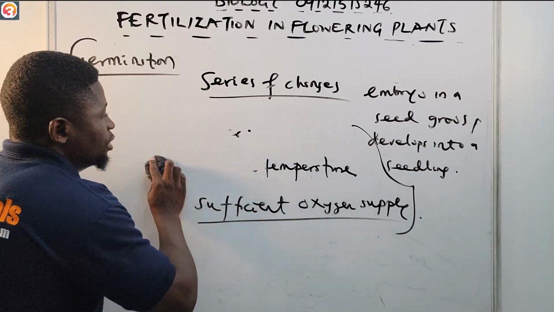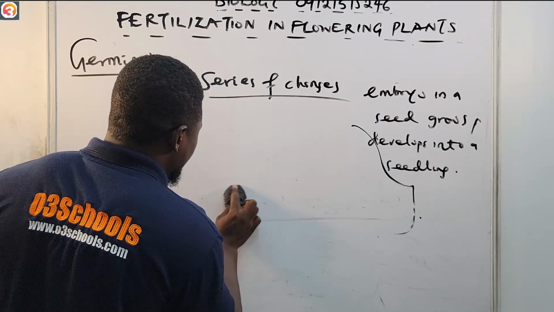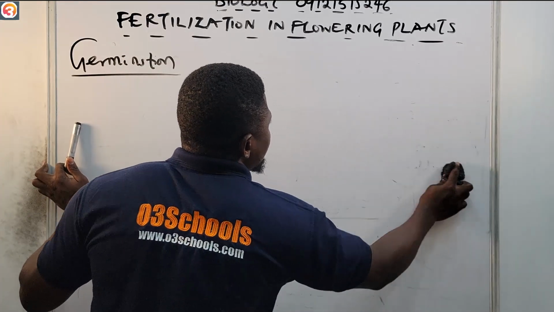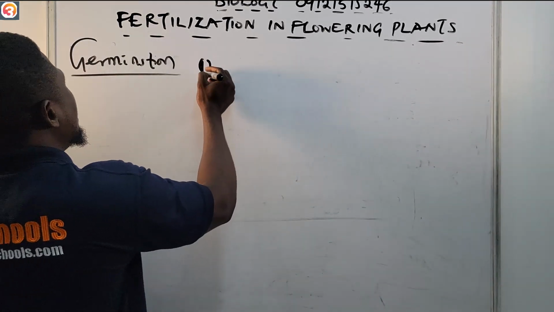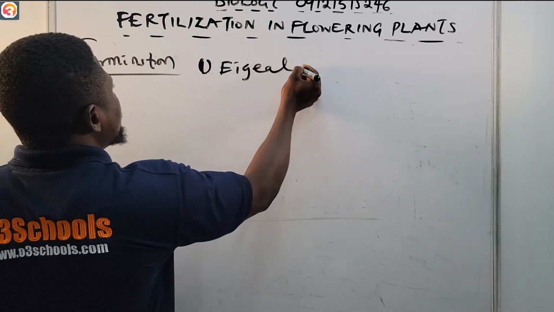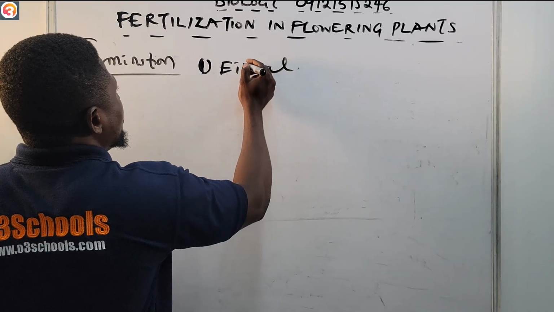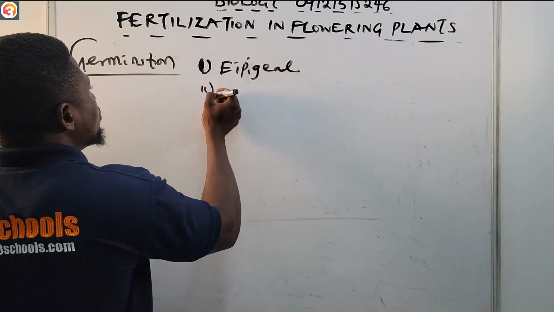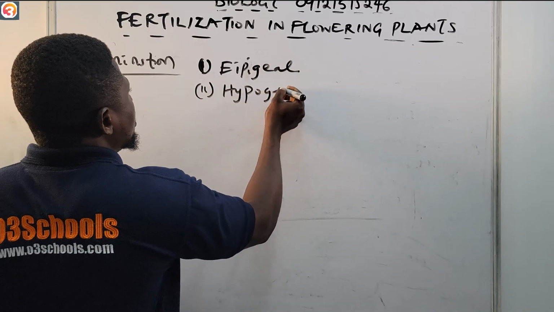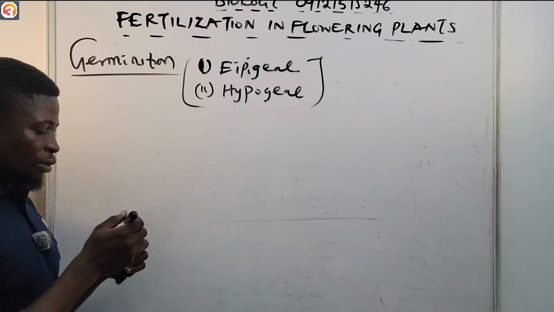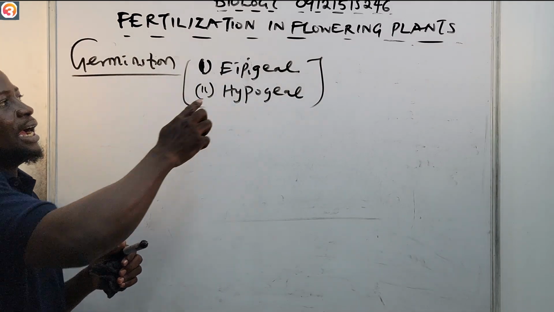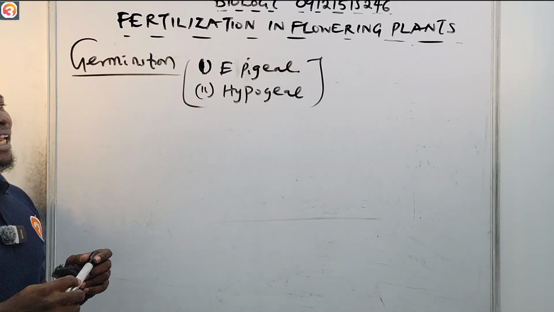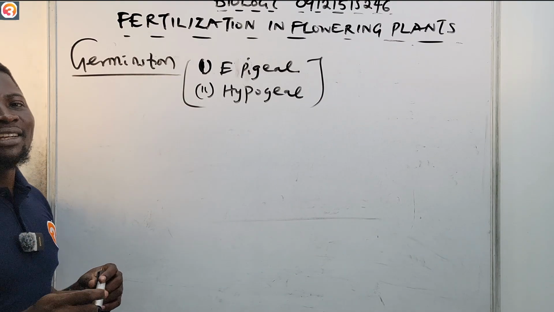We have two main types of germination. Number one, the epigeal germination, and number two, the hypogeal germination. They're very, very simple. One, we have epigeal germination. Then number two, we have the hypogeal. These are the two types of germination that we have: epigeal germination and hypogeal germination.